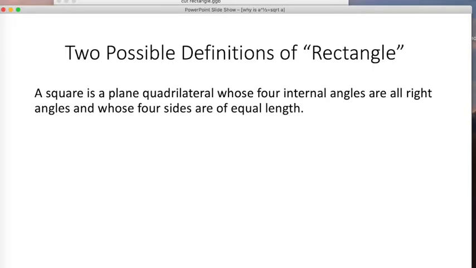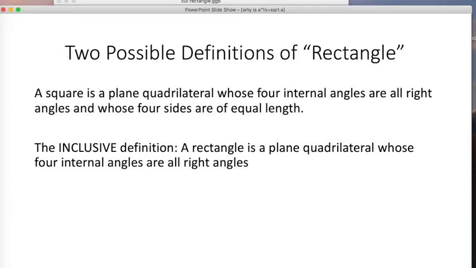So I think we all know what a square ought to be. There are many ways to word a definition of the square. There's mine. It's a plane quadrilateral whose four internal angles are all right angles and whose four sides are all equal. But we have two different definitions of rectangle available.